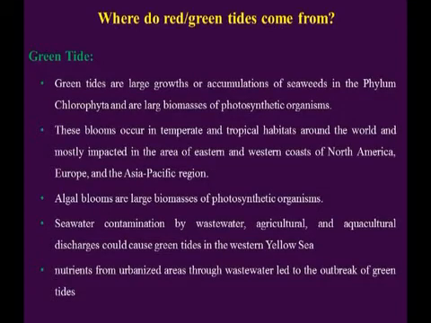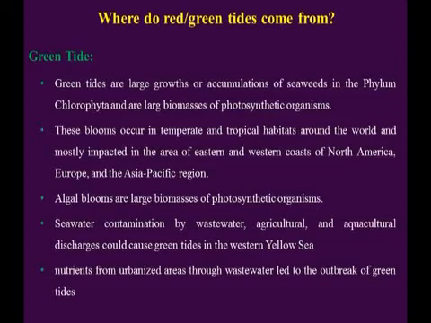Green tides are large growths or accumulations of seaweeds in the phylum Chlorophyta and are large biomasses of photosynthetic organisms. These blooms occur in temperate and tropical habitats around the world and mostly impact the eastern and western coasts of North America, Europe, and the Asia-Pacific region. Algae blooms are large biomasses of photosynthetic organisms.